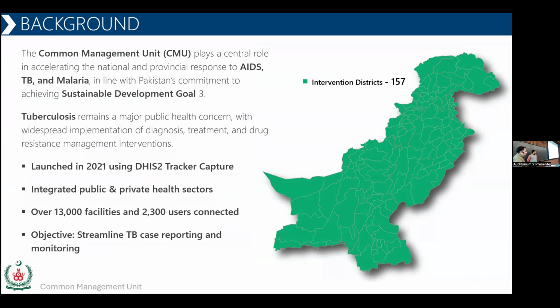Tuberculosis is one of the major public health concerns in Pakistan. Currently, we are reporting almost 0.5 million cases. The TB surveillance system was launched through DHIS2 tracker capture in 2021 and integrated both the public and private sectors. Currently, over 13,000 health facilities are reporting through DHIS2 with 2,300 users to streamline TB case reporting and monitoring.